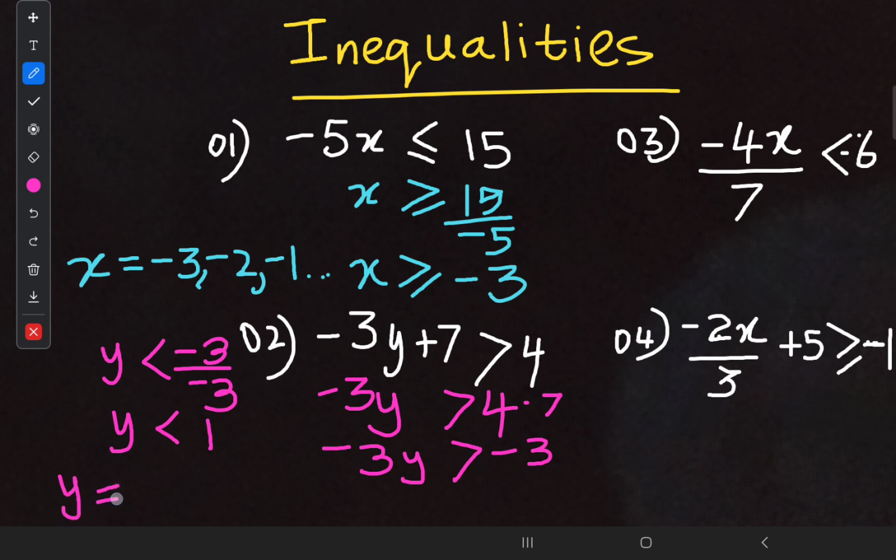So the possible values of y less than 1 are 0, negative 1, negative 2, negative 3. These are the possible outcomes for y in this case.